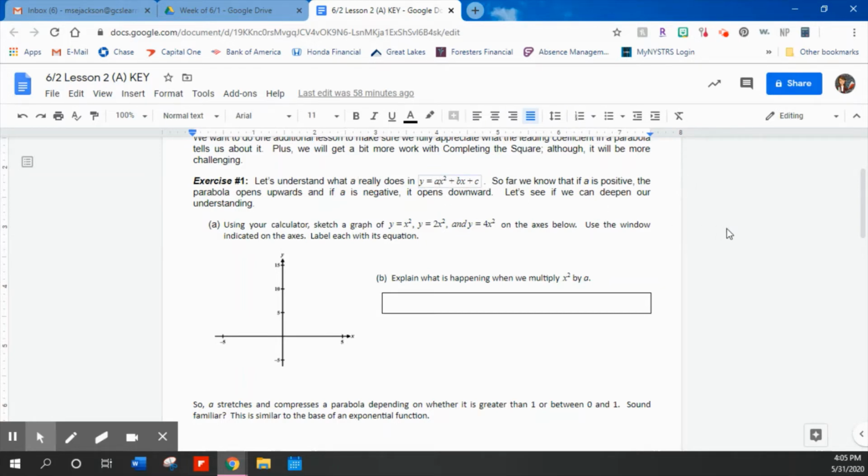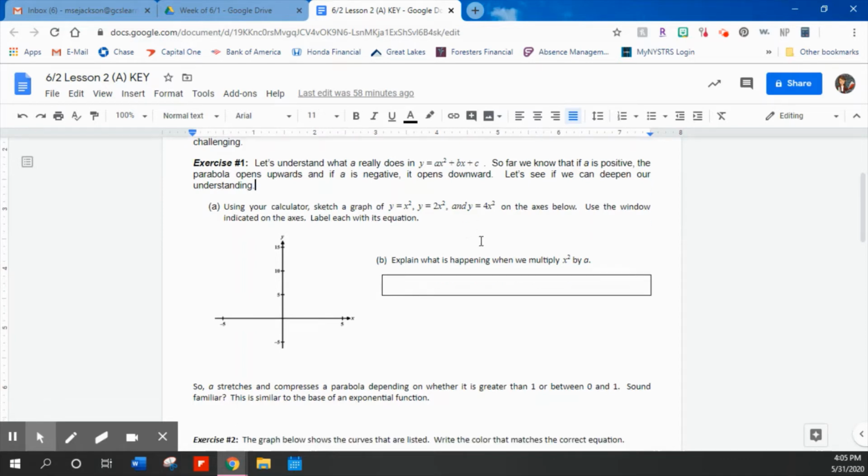Remember, the a term is always the one that's next to x squared. It is also called the leading coefficient in standard form because it comes first. So far, we know that if a is positive, so if this is a positive number with x squared, the parabola opens upward, so it makes a smiley face. And if a is negative, it opens downward, making that frowny face. So let's see if we can deepen our understanding.